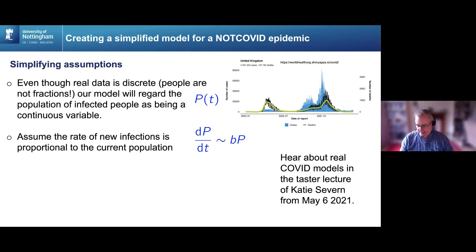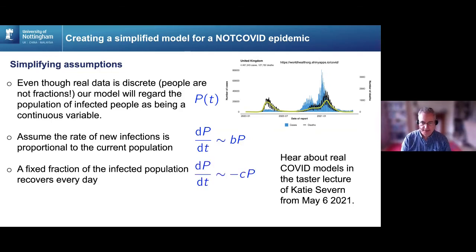Now, people don't just get infected, they also recover. So as people recover, they're removed from this population of infected people. So that gives a negative contribution that decreases the infected population. So again, that will contribute something like minus CP. And if we assume people recover at more or less the same rate, then a certain fraction of them might recover every day. Now, this is a very simplified model.